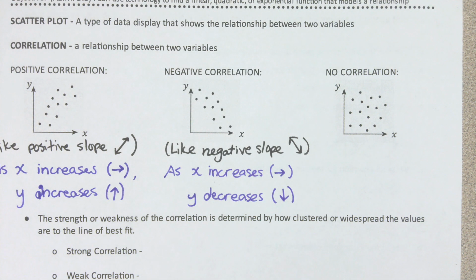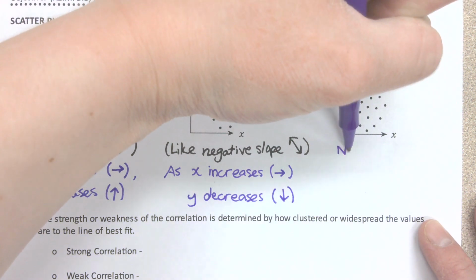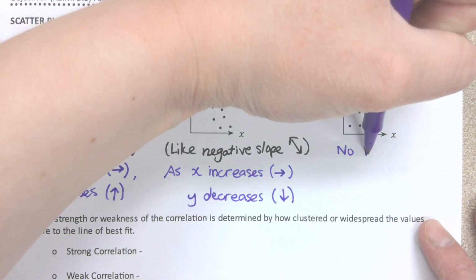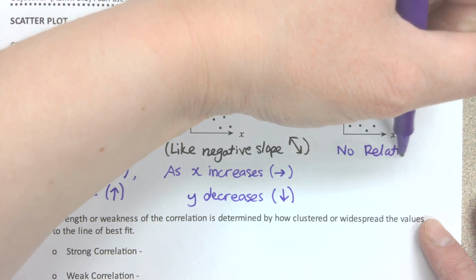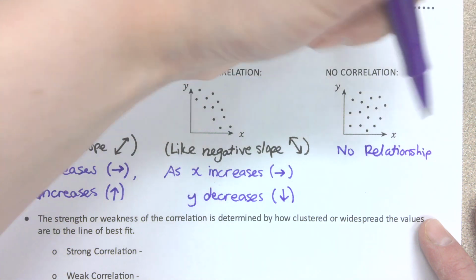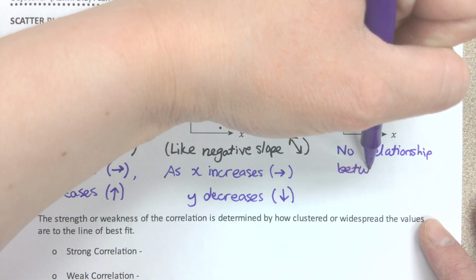There are going to be times where there is no discernible pattern, so there is no correlation. That just means there is no relationship between x and y.